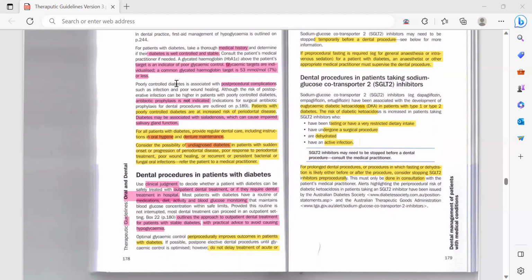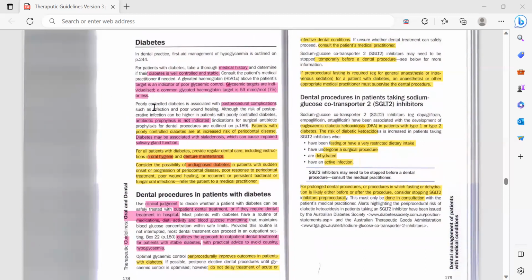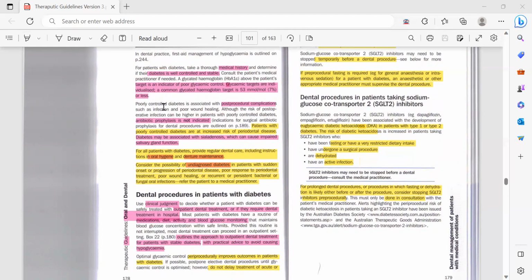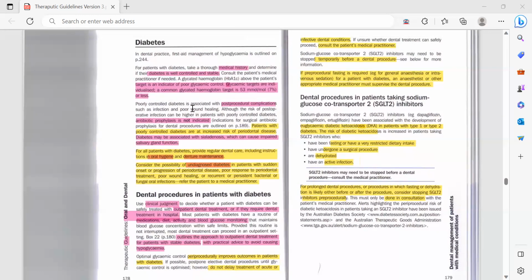So, if the patient has poorly controlled diabetes, what complication can occur? In the chair, the major complication that could occur if the patient's diabetes is not under control is hypoglycemia. But these patients are also more prone to post-procedural complications, which would be infection. There are high chances of infection in these particular patients, and their wound healing would be poor.